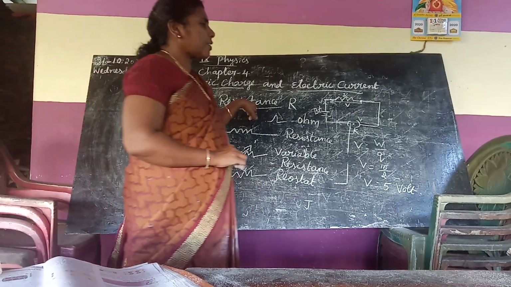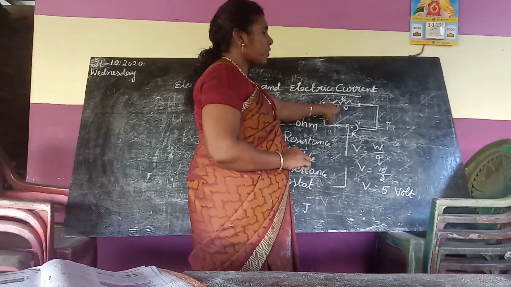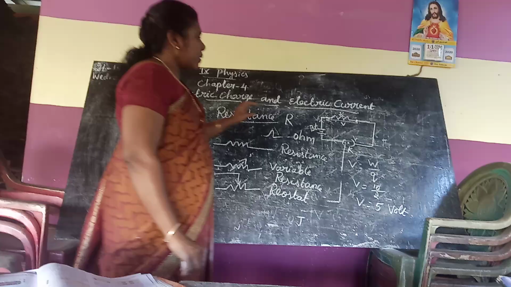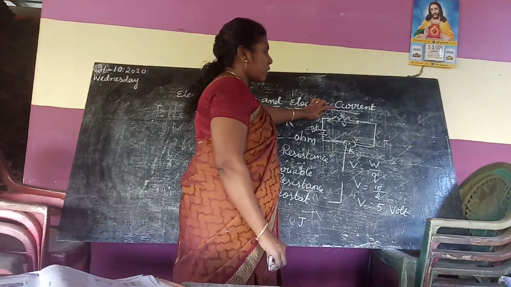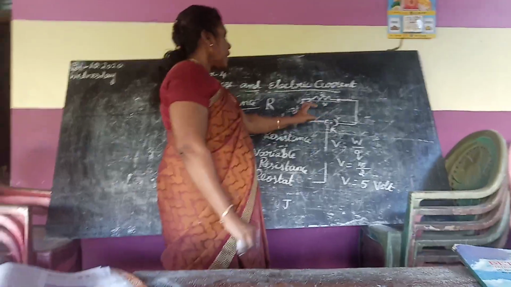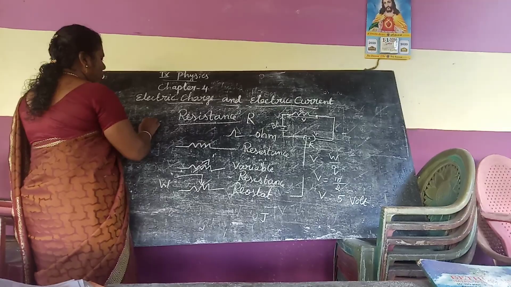The resistance is a measure of opposition offered by the component to the flow of current. Now listen, what are the components used in the circuit? Resistance, battery and key. Now we can write the Ohm's law formula, which you all know.